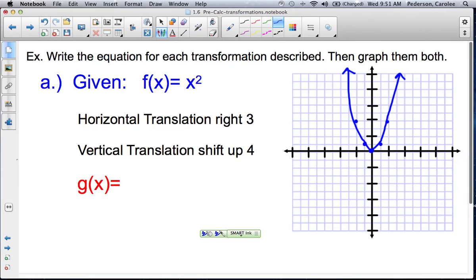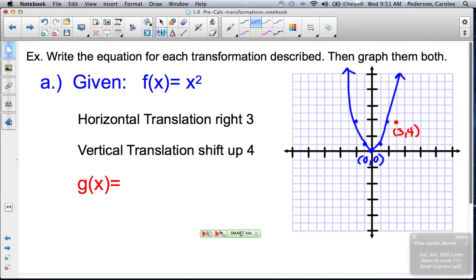So we're going to take this critical point of 0, 0, and now what is my new vertex going to be? What will be my new vertex after the transformations have occurred? 0, 0, right 3, and then up 4. So here's my new critical point.